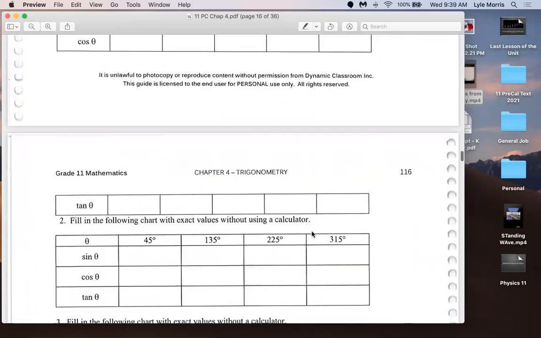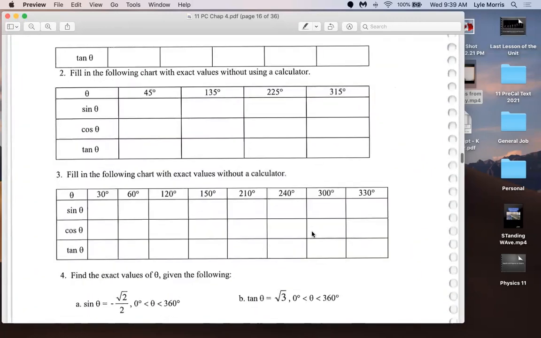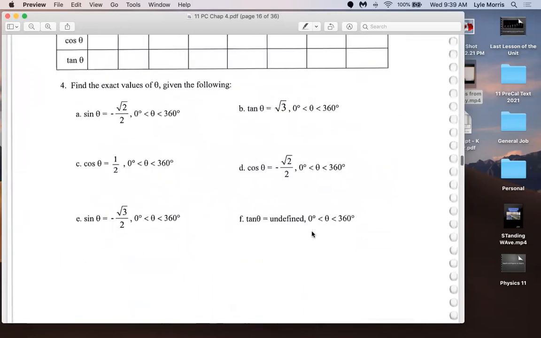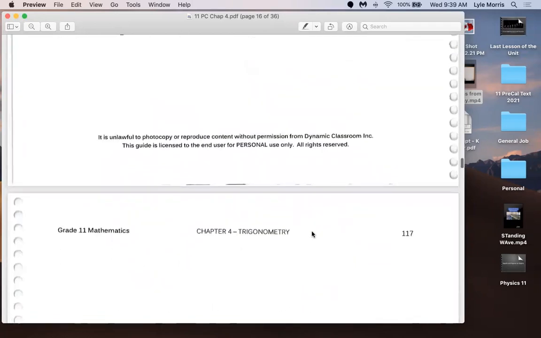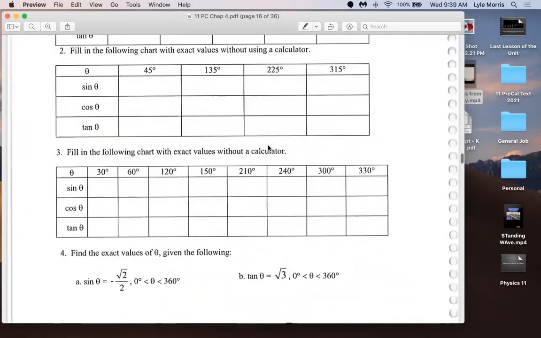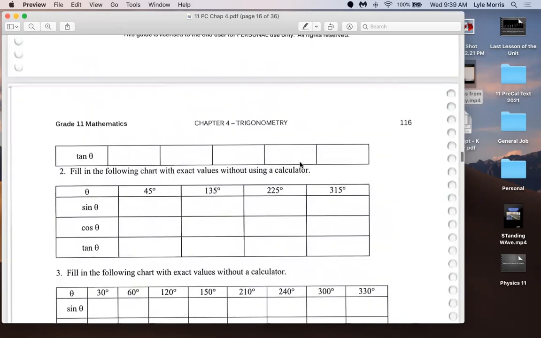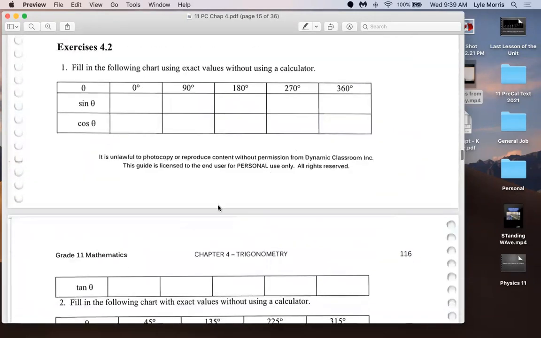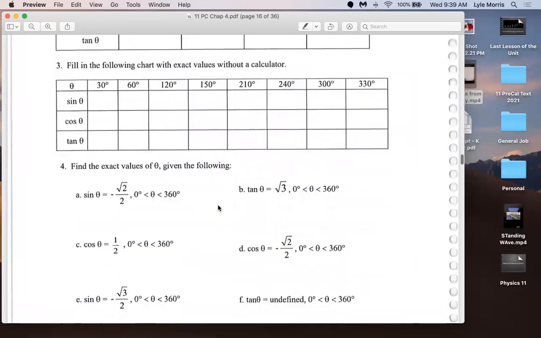Maybe start these. Again, I'll give you time tomorrow if you want, but I am going to hammer the unit circle tomorrow. We're going to focus on kind of remembering the unit circle tomorrow. So if you get this done now, it'll be less for you to do over the break.